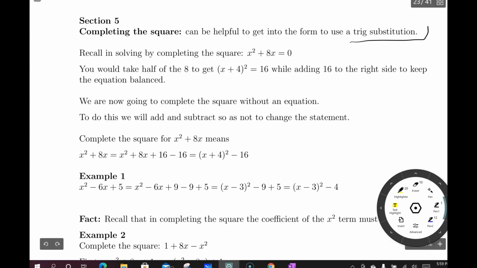Okay, we're going to go back to trig substitutions, but first I need to talk about completing the square, because sometimes that's going to be necessary. So let's recall what you used to do. If you had something like this, sometimes you were asked to complete the square.